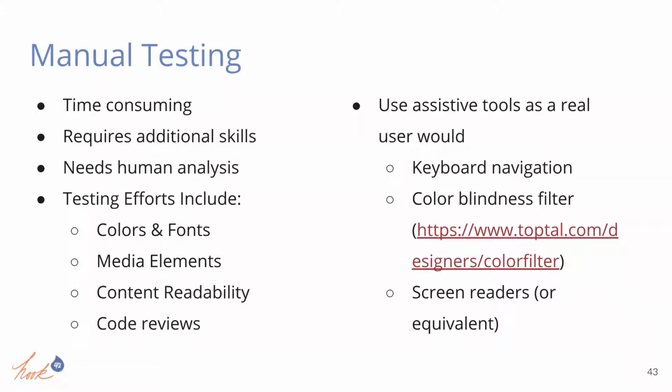Manual testing, let's go into it. It's time consuming. It requires skills and education to know what you're looking at. And humans need to go, is this right? But this testing effort can include colors and fonts, media elements, content readability, code reviews. These all can be tool assisted. You can use those one-off tools or even SaaS tools to do that. But the big part of manual testing is using assistive tools as a real user would.